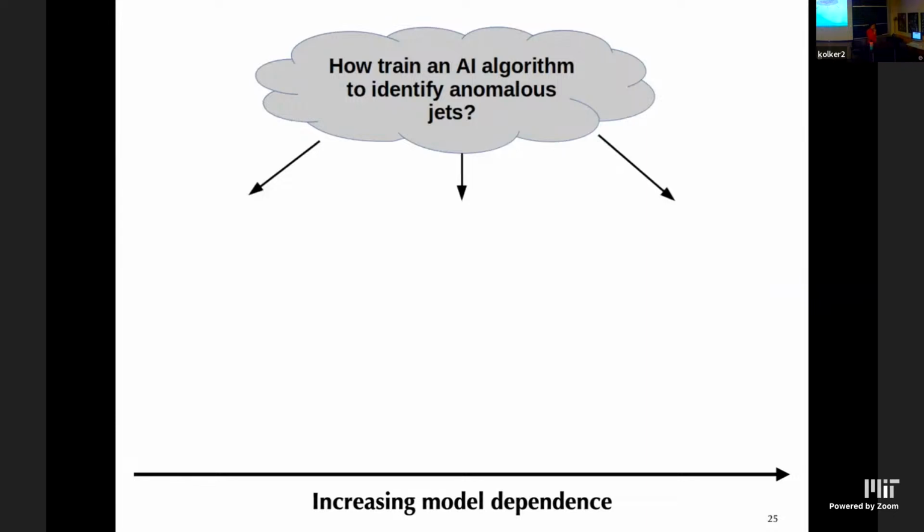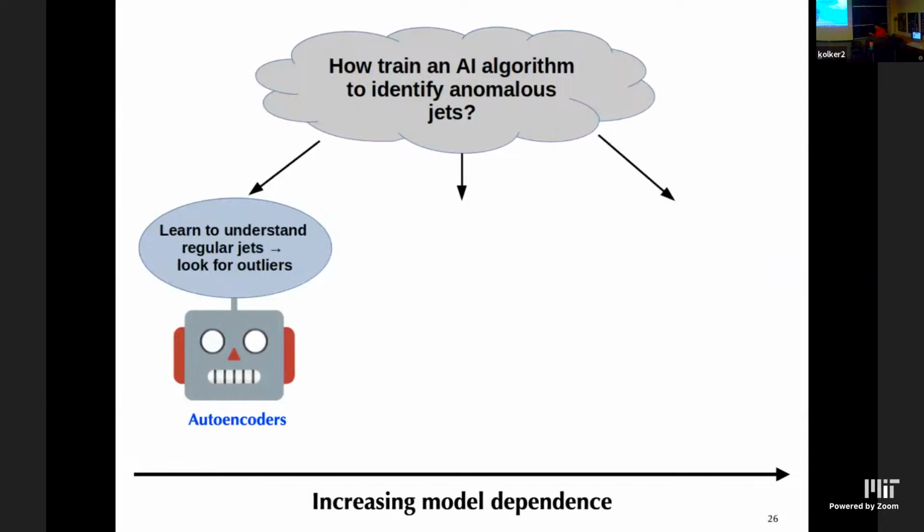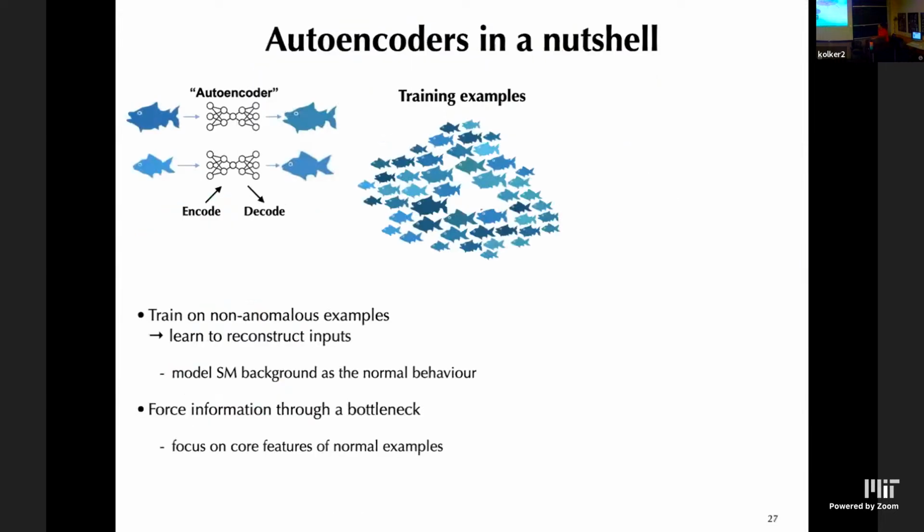There are different ways in which we can design a method for training only on data and performing a supervised classification. There is a lot of literature, and we tested a few. In particular, the most model-independent way of doing this is through autoencoders, where you learn to understand regular jets and then look for outliers.